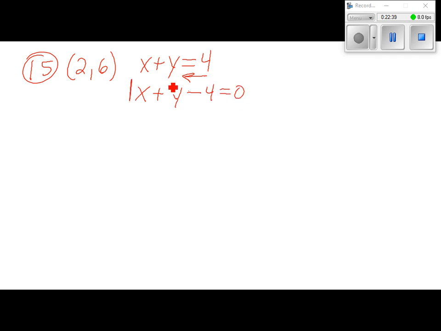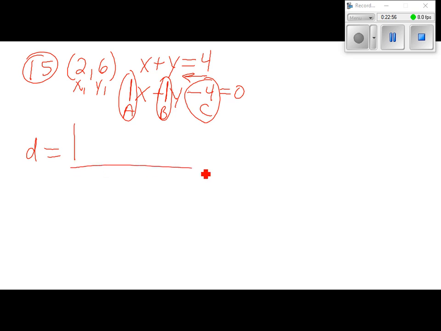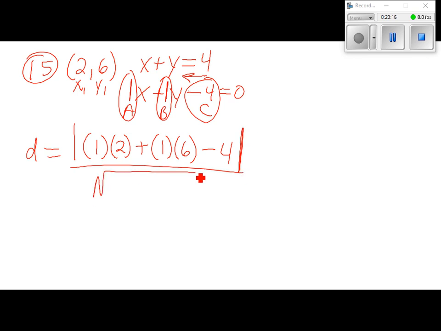Put a 1 here, a 1 there. That's our A. That's our B. And that's our C. This is our x1. That's our y1. Now I'm just plugging into that second distance formula. Absolute value of A, which is 1, times x1, which is 2, plus B, which is 1, times y1, which is 6, plus C, which is actually going to be minus 4. All that in absolute value. A squared, that's 1, so A is 1, so 1 squared.